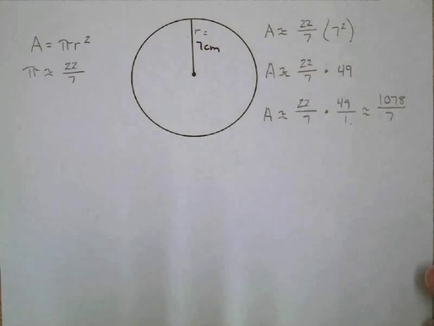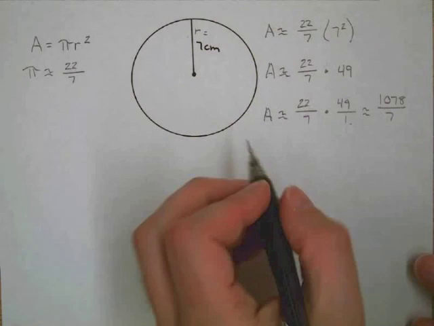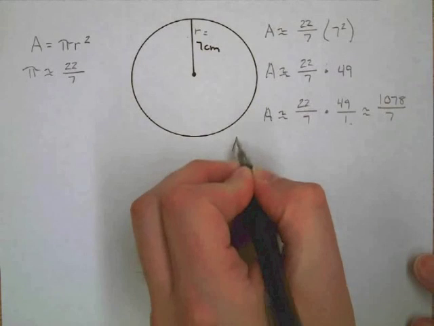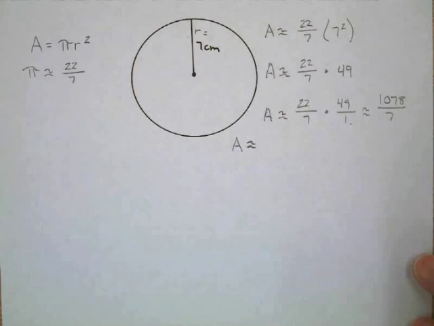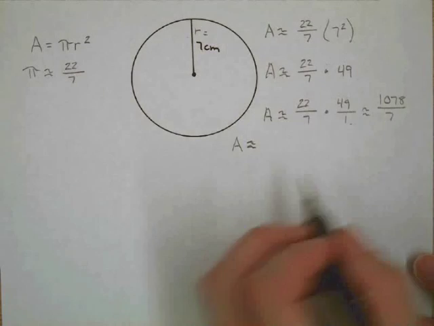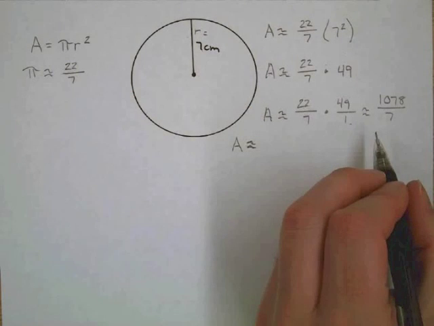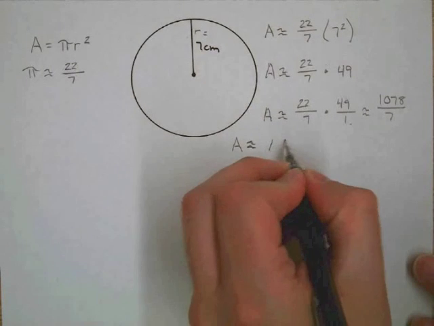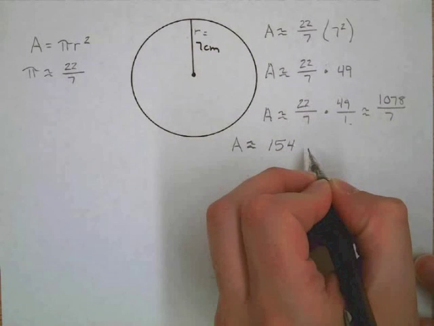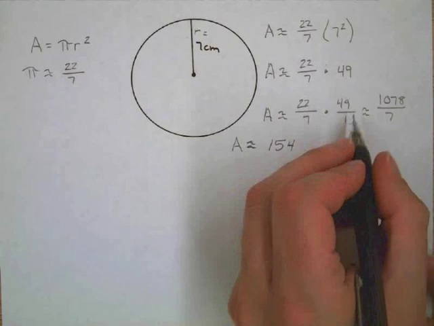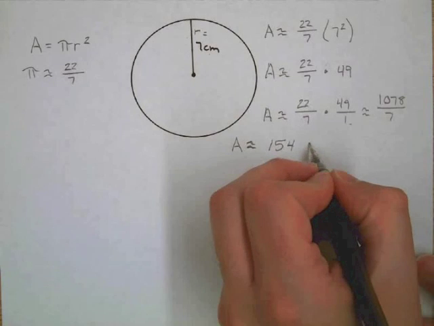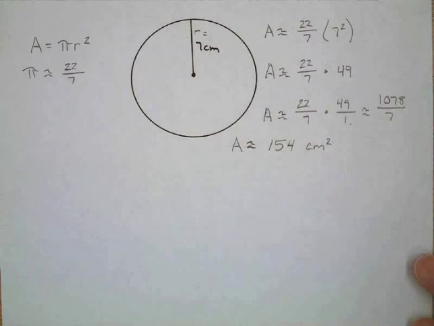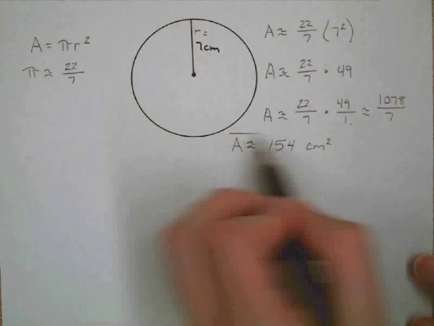Again, I could leave that as an improper fraction, but it's not a real useful way to think of it, so I'm going to think of it as a mixed number. So 7 goes into 1,078 actually a whole number of times, and that number is 154 times. 7 times 154 is 1,078. We're working in centimeters, so our approximate area of this circle is 154 square centimeters.